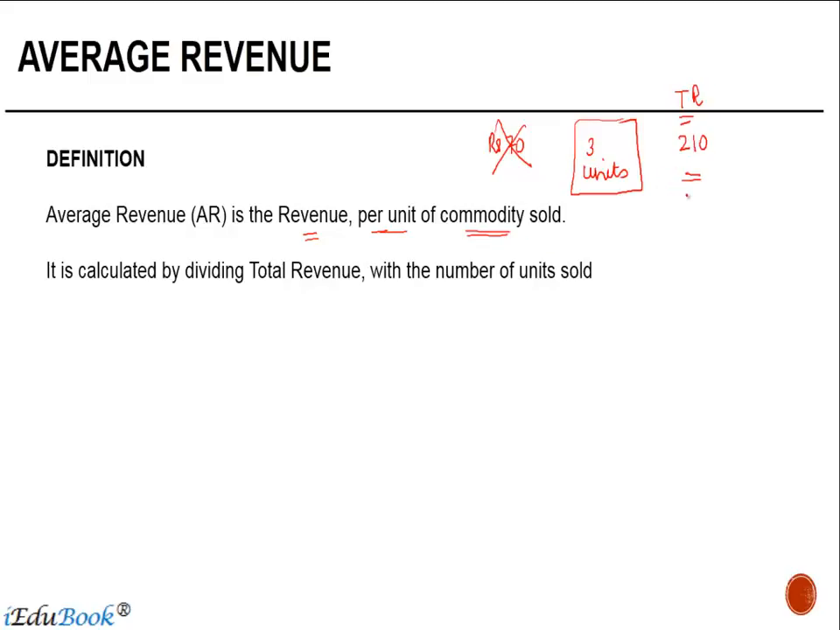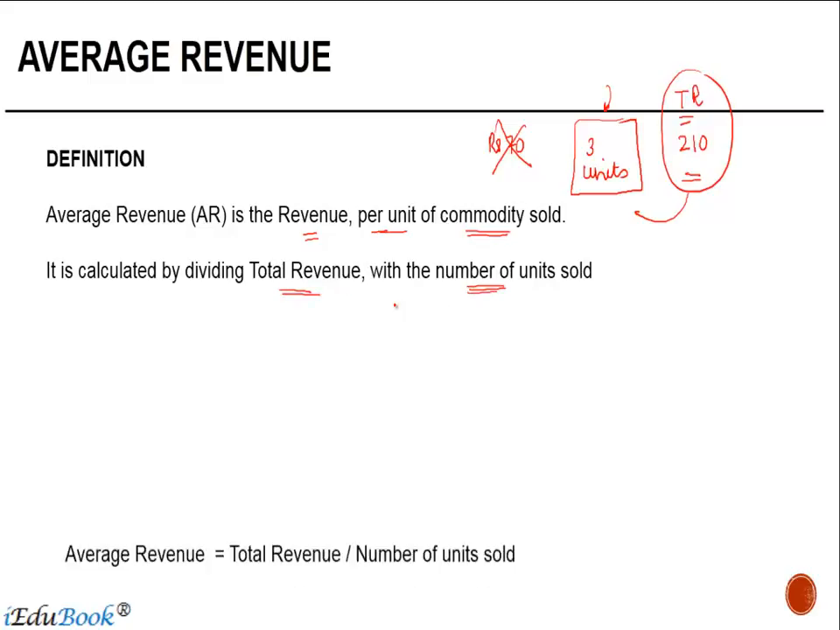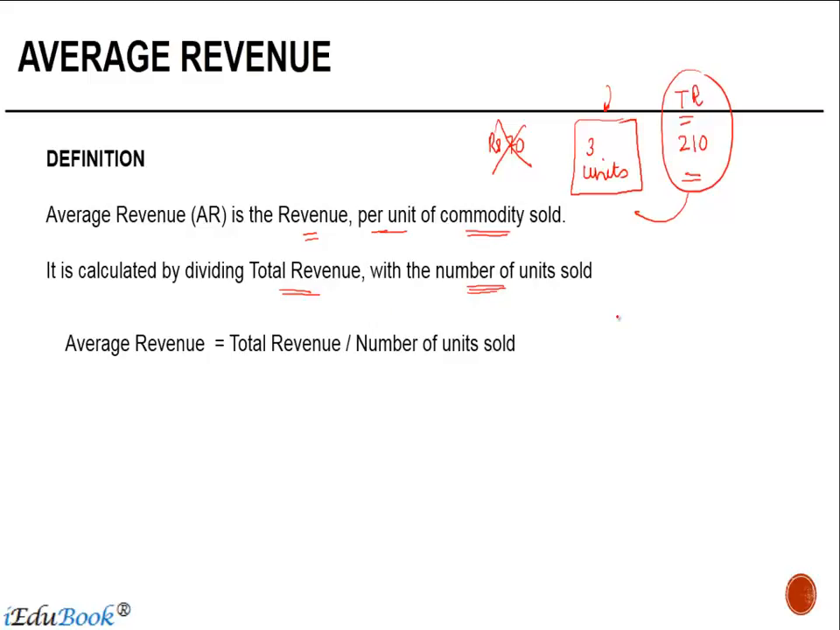So how do you calculate how much is the price per unit of this commodity? Obviously, you are going to divide the total revenue by the number of units sold. And that is what the formula is. It is calculated by dividing the total revenue by the number of units sold, right? So in this example, if the total revenue is 210, the number of units sold is 3, the price will be equal to 70 rupees per commodity. And this price is nothing but the average revenue that we are talking about over here.